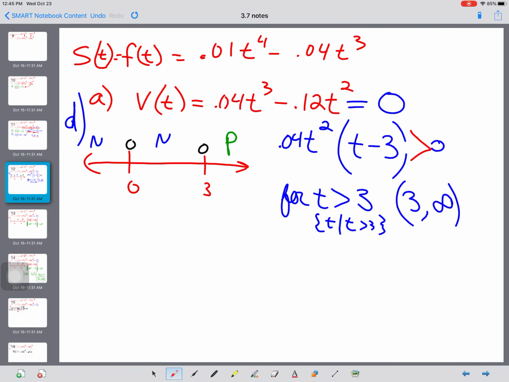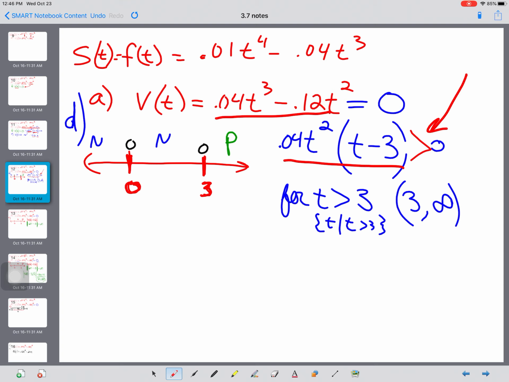Part D says, when is the particle moving in a positive direction? So now at 0 and at 3, I know that the object's not moving. So what I want to do is test on either side of 0 and 3 and find out if the velocity is positive or negative. What I'm looking for, here's the velocity function, here it is factored. I want to know where it's greater than or equal to 0.